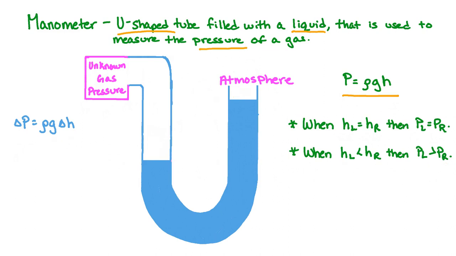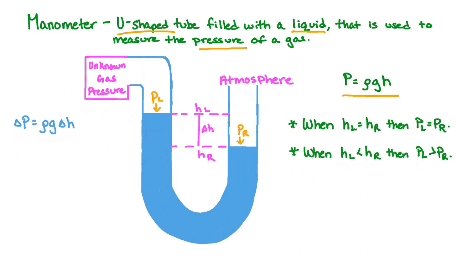In our final example, we'll attach our left tube to a different unknown gas pressure, such that the height of the liquid in the left tube is going to be greater than the height of the liquid in the right tube, with the difference in the height of the liquids in each tube being delta h. Because the height of the liquid in the left tube is greater than the height of the liquid in the right tube, we can say that the pressure in the right tube is going to be greater than the pressure in the left tube. This is because the push from the pressure in the right tube must be greater than the push from the pressure in the left tube. But how much bigger?